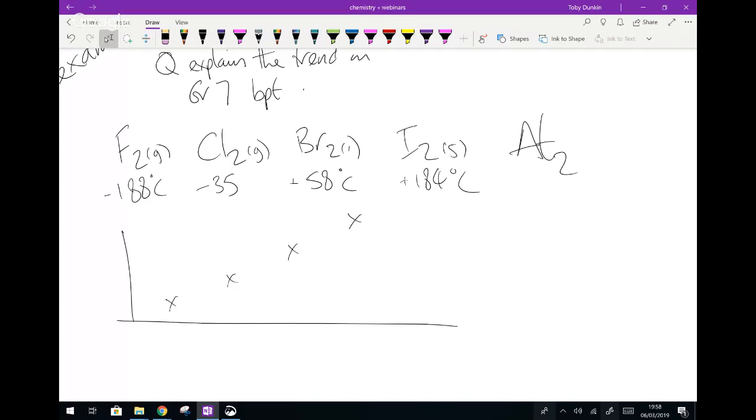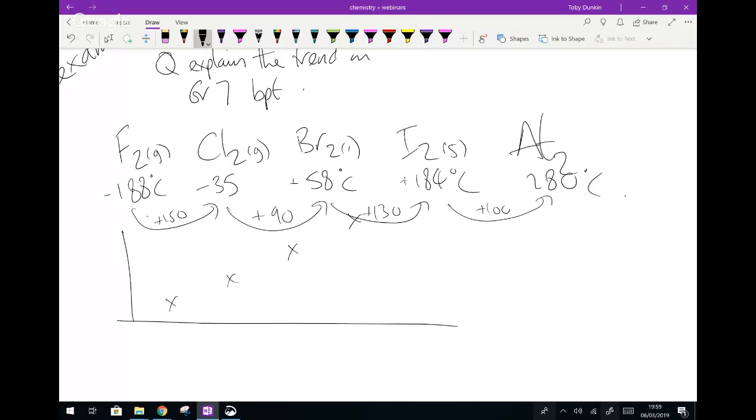Look at the trend. That's gone up by plus 150. Then it's gone up by plus 90. Then it's gone up by plus 130, something like that. Something like 60 to something like that. So what's this one going to do? It's going to be somewhere in the middle. Let's do plus 100. I'm going to say 280 degrees Celsius.